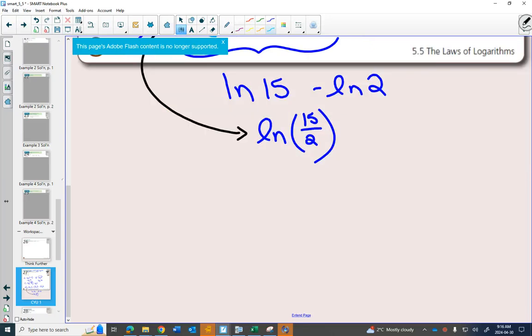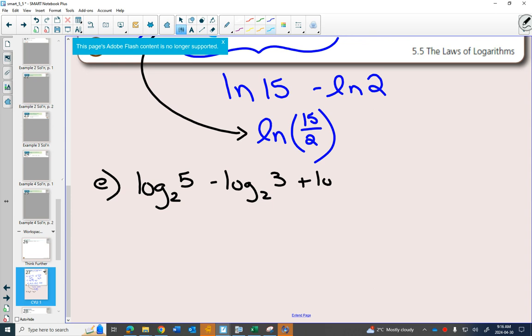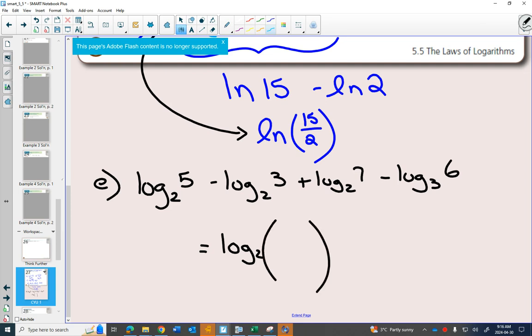So I'll add one more question. Let's say log base 2 of 5 minus log base 2 of 3 plus log base 2 of 7 minus log base 3 of 6. I would expect you to be able to do this all at once. Which ones are added? The 5 and the 7. 5 times 7, 35. Which ones are subtracted? The 3 and the 6. Those will both be in my denominator. 3 times 6, 18. I would go directly to that answer, yes.